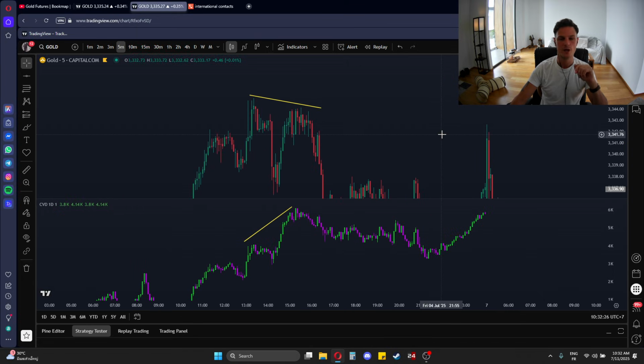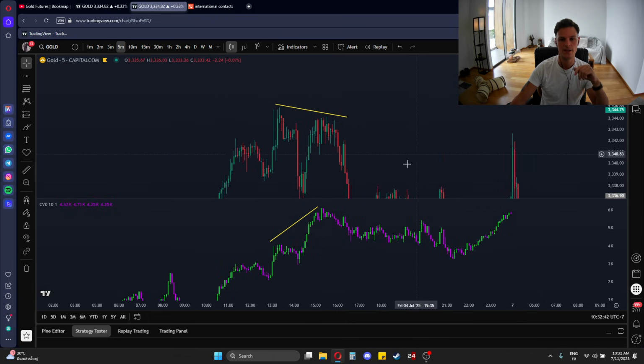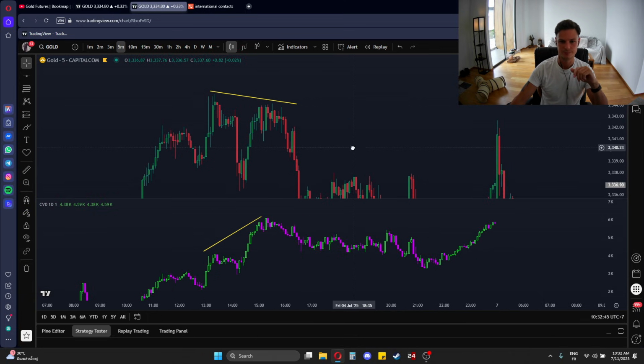From one high to another. The same way you would look on an RSI, like a higher high or a lower high. So on an RSI, you would look for one high and then a higher high, but the RSI is making a lower high. Here we're looking for the opposite. We're looking for a high on price and a lower high on price as well. But here we're looking for more buyers. So a higher high on the CVD from here to here.